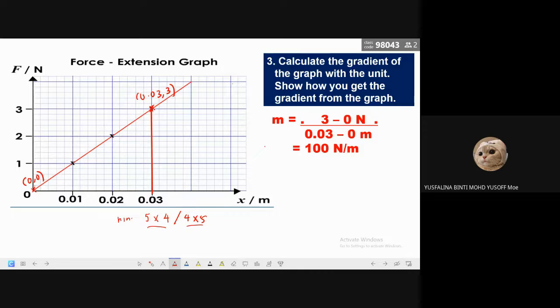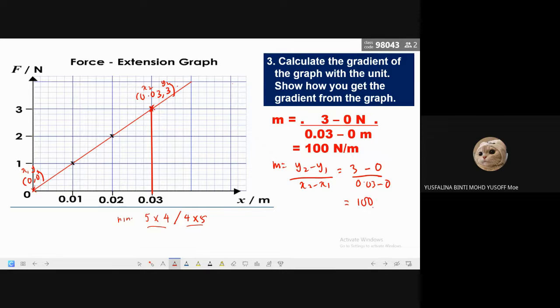Using the formula y2 minus y1 divided by x2 minus x1. Let's say this one I take x1, y1 and this one is x2, y2. So it means 3 minus 0 divided by 0.03 minus 0. So I will get 100.